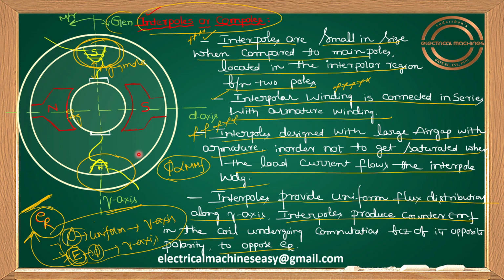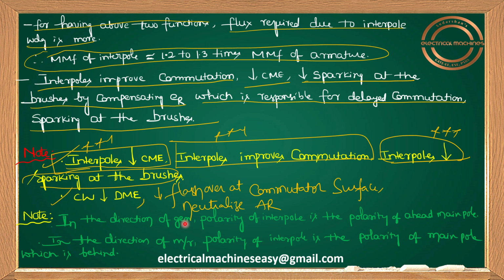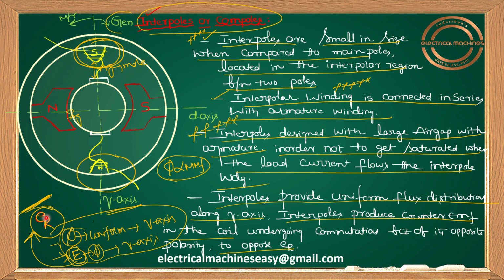So this point only I wrote here. See guys, in the direction of the generator, the polarity of the interpole is the polarity of the ahead main pole. In the direction of the motor, the polarity of the interpole is the polarity of the main pole which is behind. If you follow this condition, obviously this counter EMF will compensate this reactance voltage.